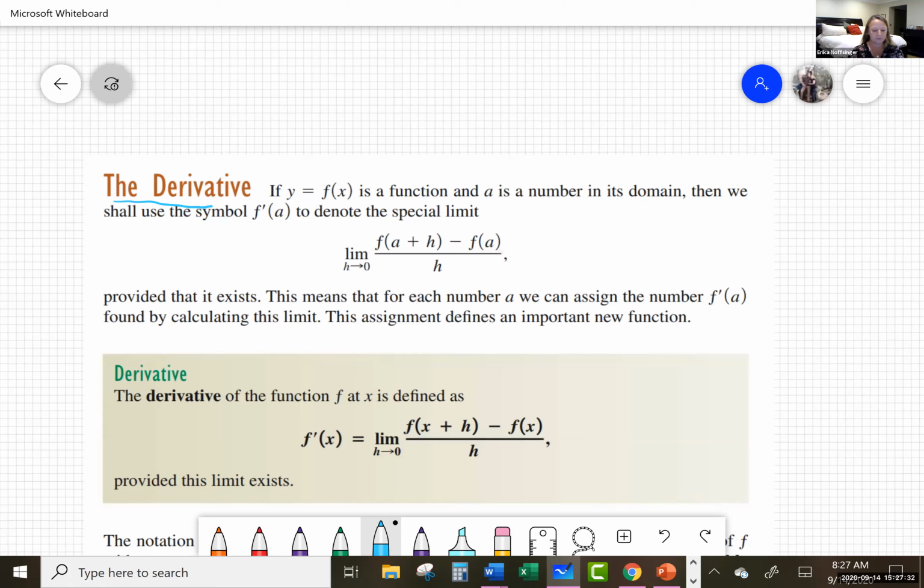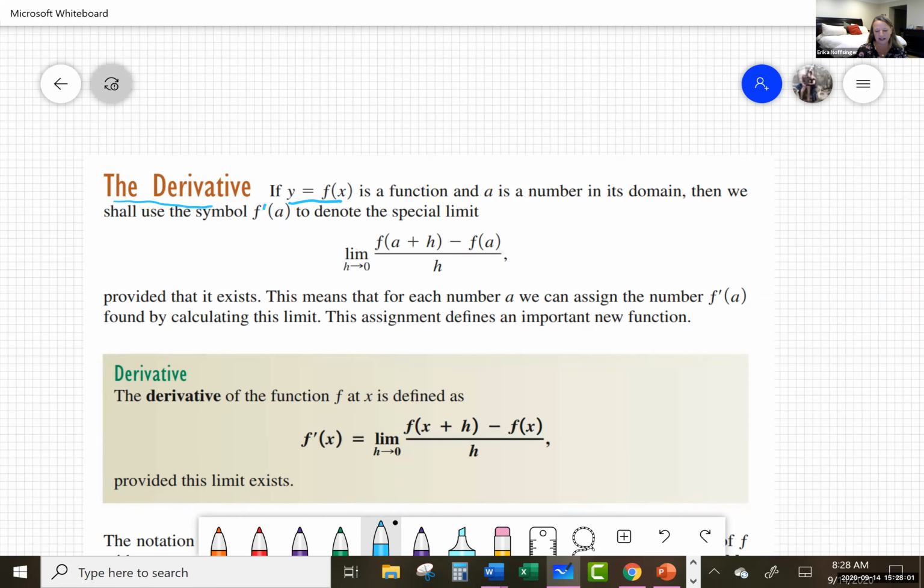So if we have some function y, and a lot of times we denote y with function notation like f of x. So if f of x is a function and a is a number in the domain, then we shall use the symbol. So it has an f with a, what is that called? They call it f prime, parentheses a. And so we denote this with a special limit.